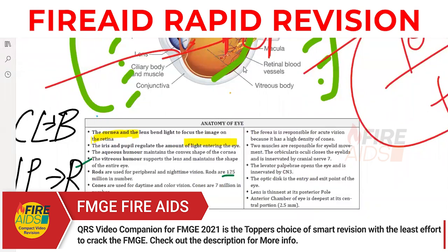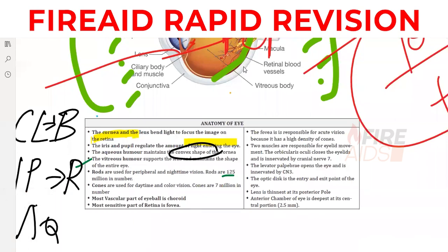Aqueous humor maintains the convex shape. So aqueous is for maintaining the shape. Aqueous means you're going to remember shape. Vitreous humor supports the lens and also maintains the shape of the entire eye.